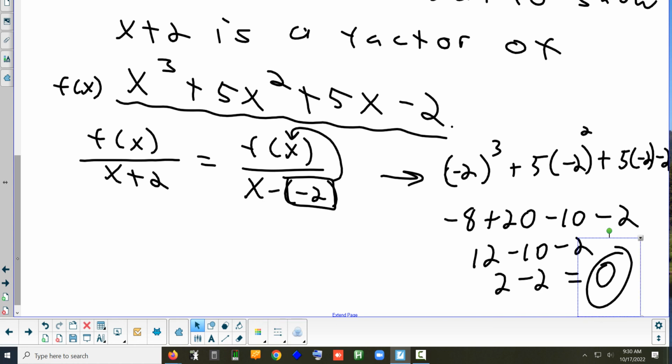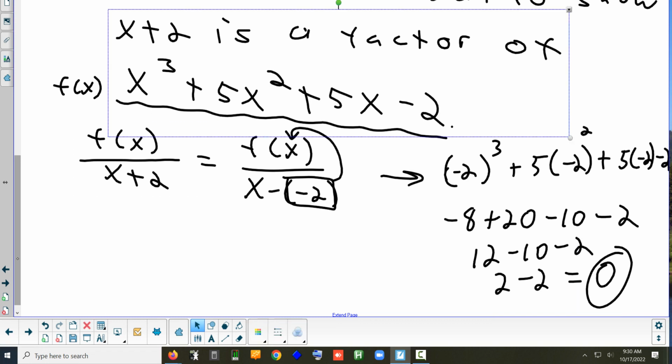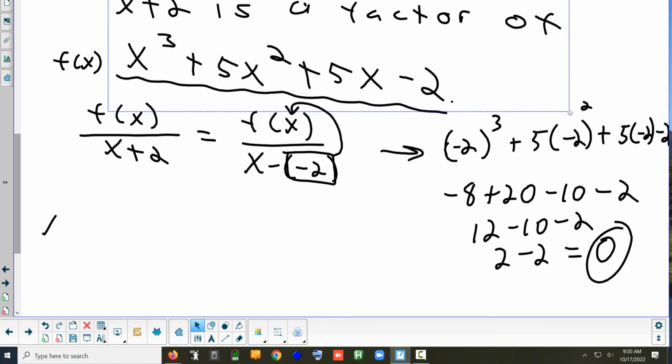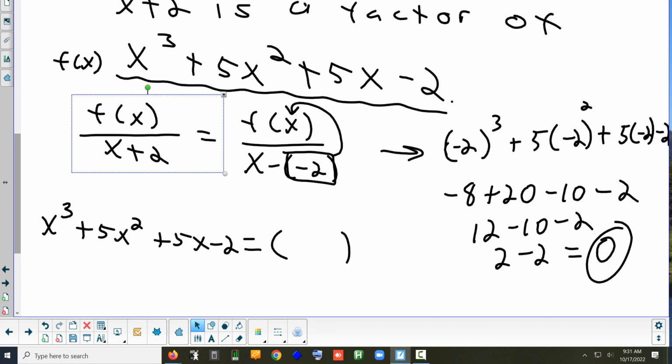So that means, because I got a remainder of 0, that x plus 2 is a factor. So now, if I wanted to try and factor x cubed plus 5x squared plus 5x minus 2, one of the factors would be x plus 2.